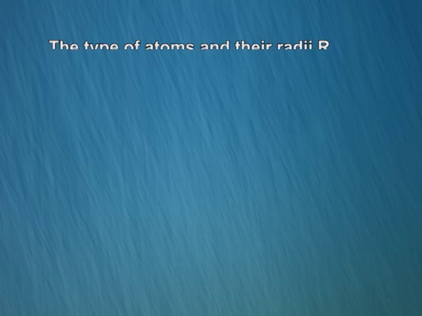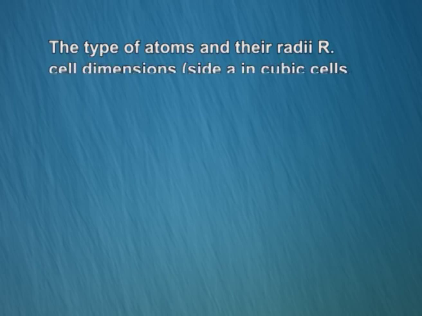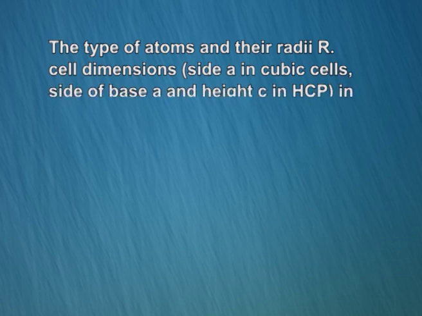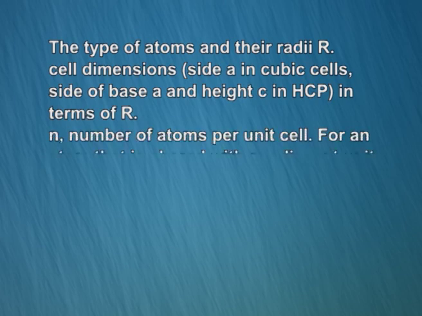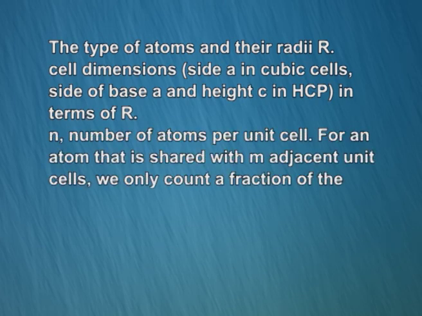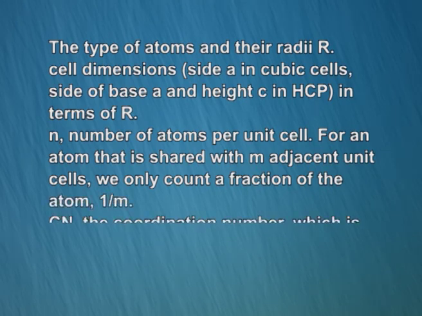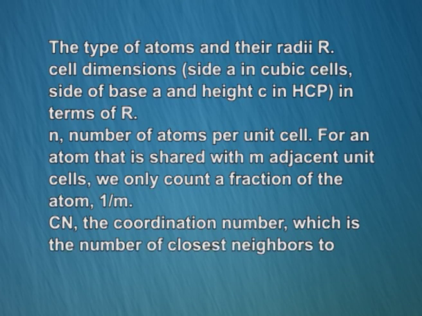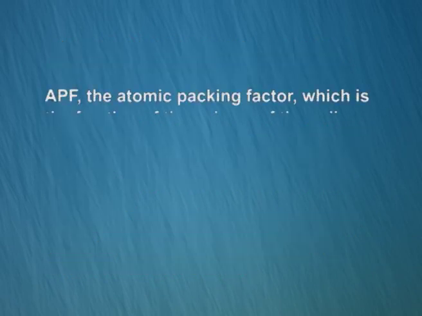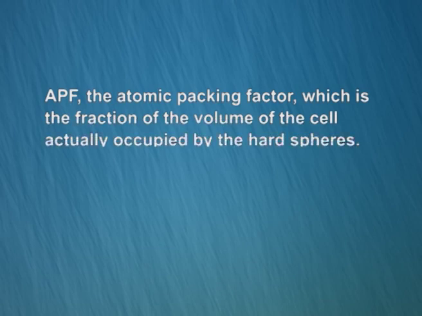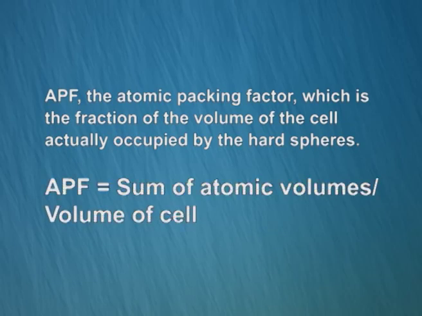Important properties of the unit cells are the types of atoms and their radii R, and the cell dimension: side a in a cubic cell, side of base a and height c in HCP, in terms of R. N is the number of atoms per unit cell; for an atom that is shared with m adjacent unit cells, we only count a fraction of the atom, 1 by m. CN is the coordination number, which is the number of closest neighbors to which an atom is bonded. APF is the atomic packing factor, which is the fraction of the volume of the cell actually occupied by the hard spheres. APF is equal to the sum of the atomic volumes divided by the volume of the cell.